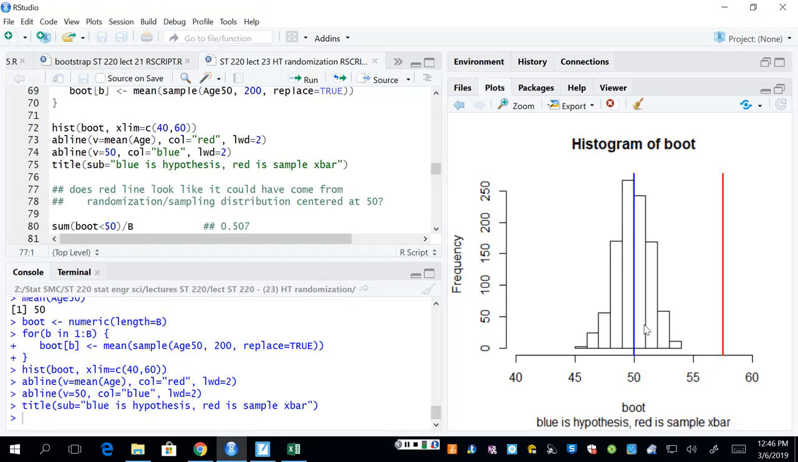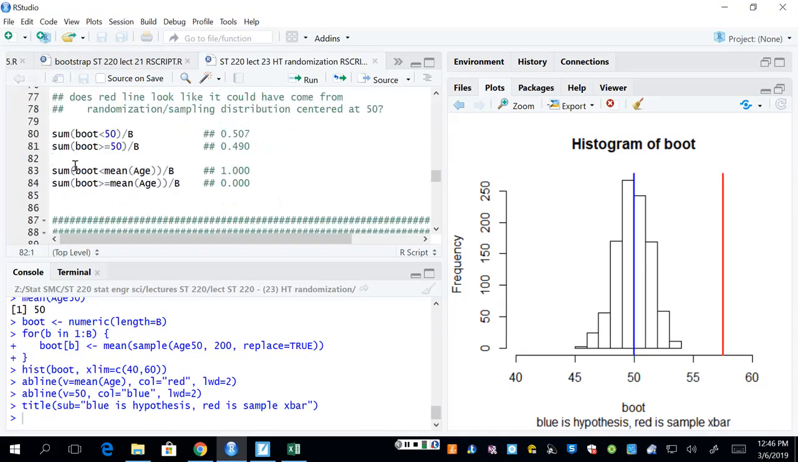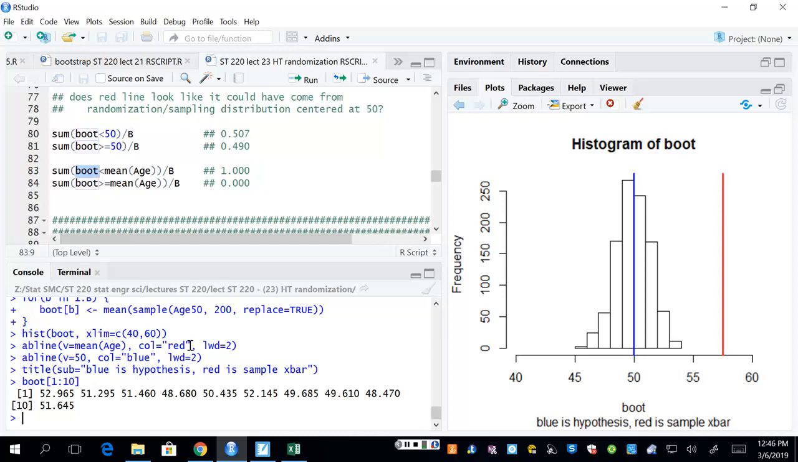But the red line is completely outside of that. The bootstrap samples are about equally split between above or below 50. 50% or so are above, 49% or so are below; rounding takes care of that other part. If you look at the bootstrap values, say the first 10 averages, our numbers there are around 50. But the actual age of 57 is bigger than all of them.